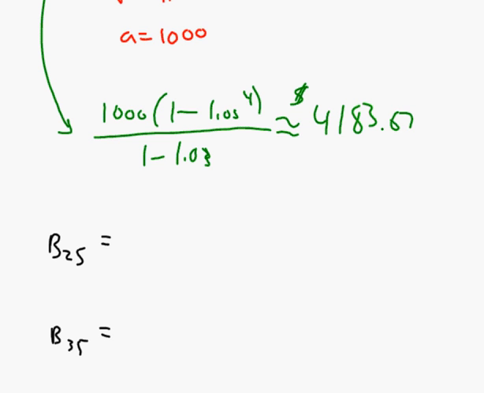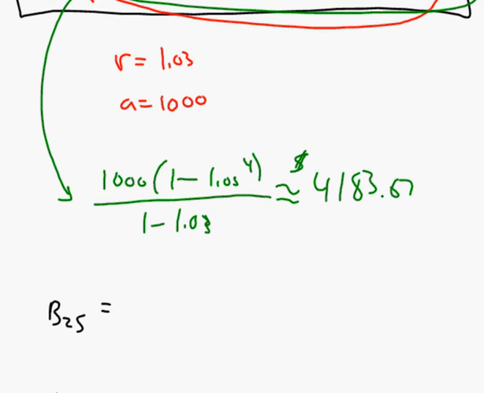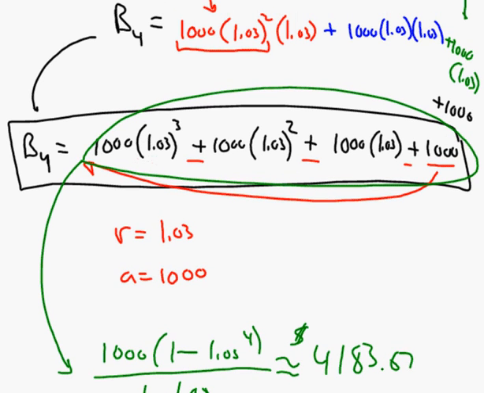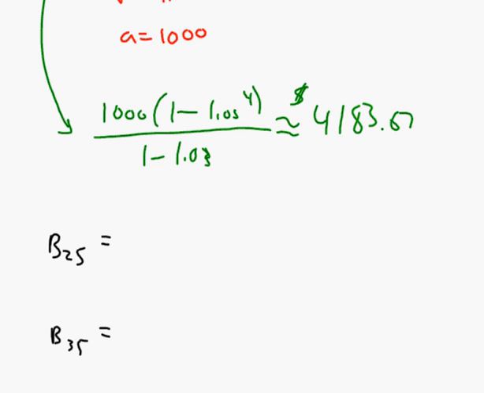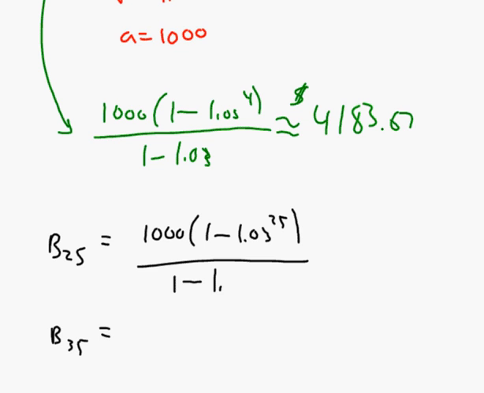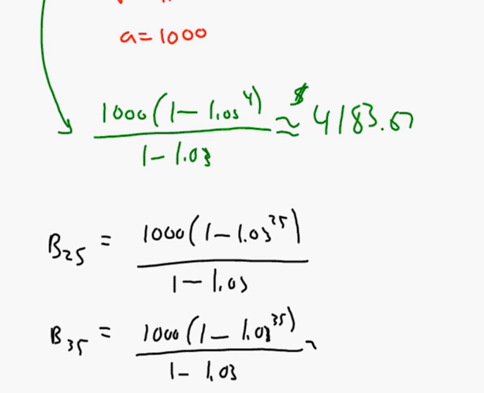Well, if we give it a little bit of thought, let's just go back and look. At the beginning of the fourth year, we had 1, 2, 3, 4 terms. So at the beginning of the 25th year, we'd have 25 terms. So we'd have 1,000 times 1 minus the common ratio to the 25th power, because it's 25 terms, over 1 minus 1.03. And then we can write this one out real quick, too. This would be 1,000 times 1 minus 1.03 to the 35th power over 1 minus 1.03. So this is really going to show us the power of a periodic deposit.